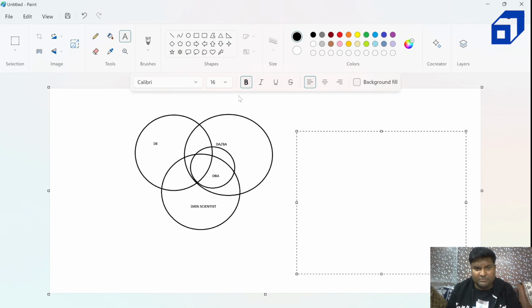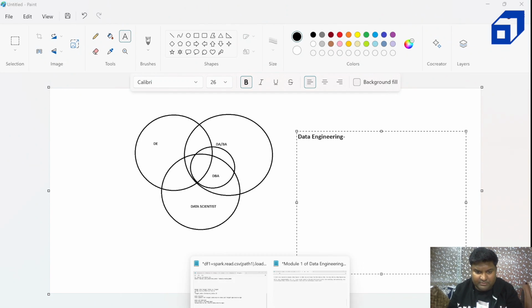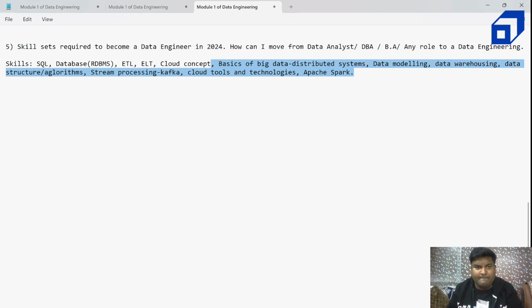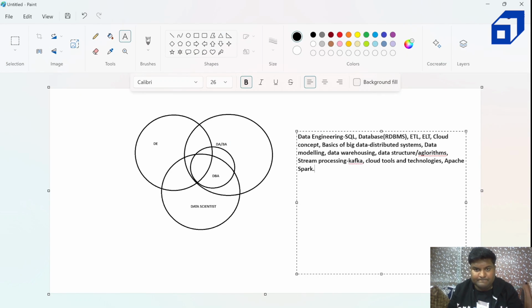let me increase the font size so that it is visible. Data engineering. I hope my size is good. If not, I'll increase further. Data engineering, I have told you the skills. I'll just copy and paste the same thing. Okay, right?